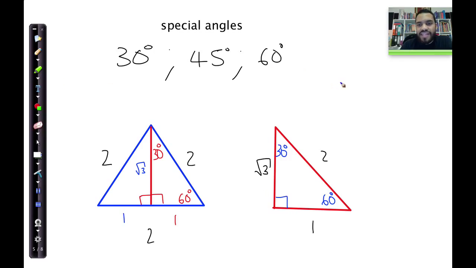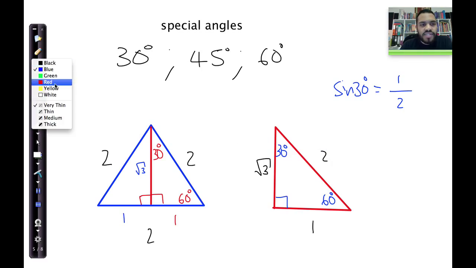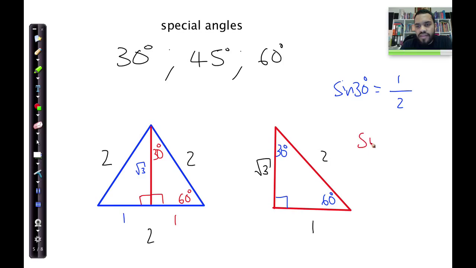For example, sine of 30. And you're going to say, well, Imad, sine of 30 is just going to be, take 30. What's opposite 30? It's 1. And that's 2, so that's going to be a half, right? And then I can say, well, okay, what is sine of 60 degrees? Imad, 60 is over here, and opposite that is root 3 divided by 2, and that's root 3 over 2, right?